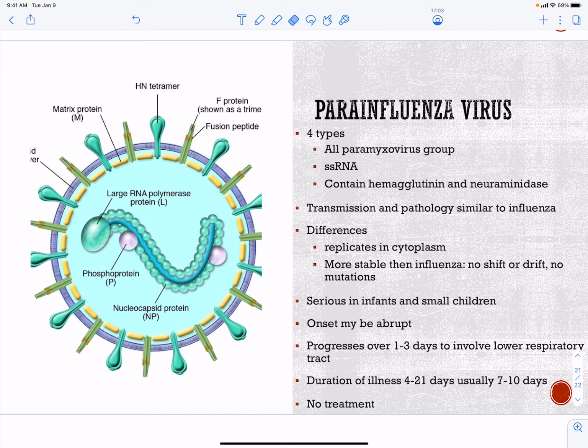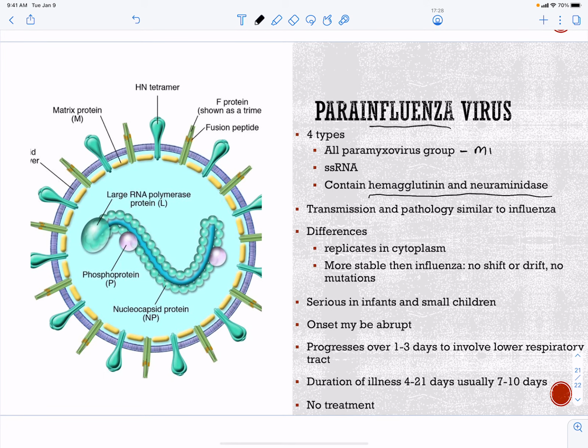Now, parainfluenza virus is going to be another single-stranded RNA virus. This is called a parainfluenza. It is similar to influenza in that it does have hemagglutinin and neuraminidase, similar to our traditional influenza viruses. However, this is a very, very different virus. Parainfluenza virus is in the Paramyxoviridae group. This is the same group as measles. Our traditional influenza virus is an orthomyxovirus, so they're very different viruses.